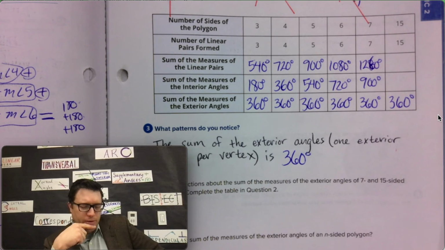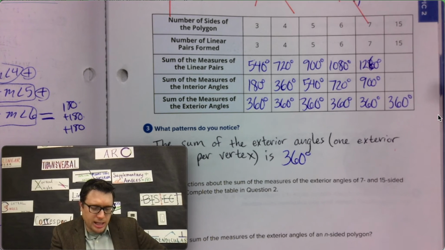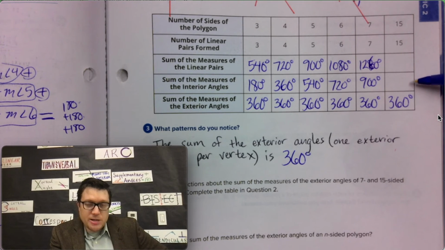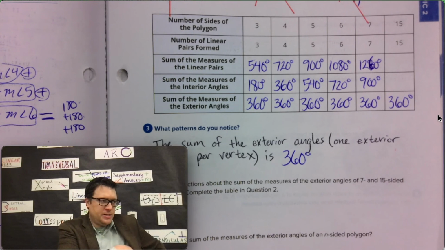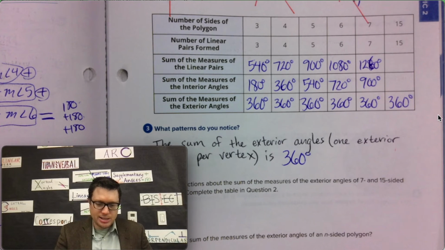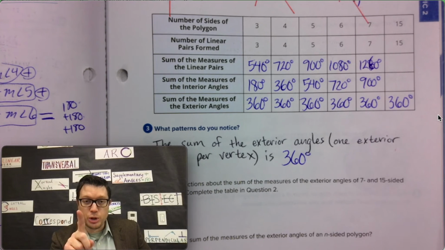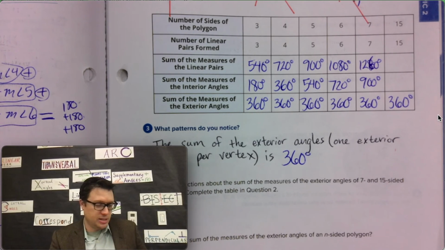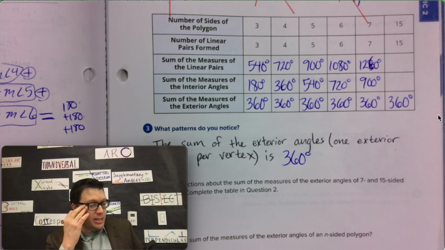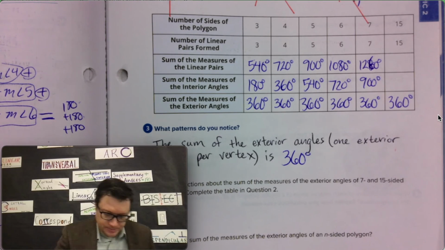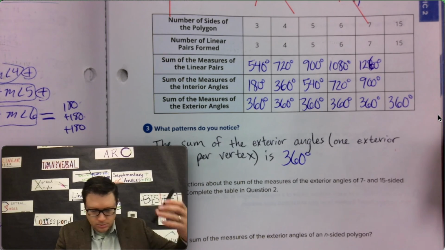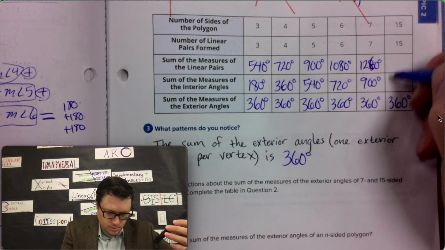We can work way backwards, though. I think what we did in the previous lesson. To calculate this number, it's 15 minus 2 times 180. 15 minus 2, that's the number of diagonals you can draw off of one vertex for a 15-sided shape. Hey Siri, what is 13 times 180? 13 times 180 is 2,340.